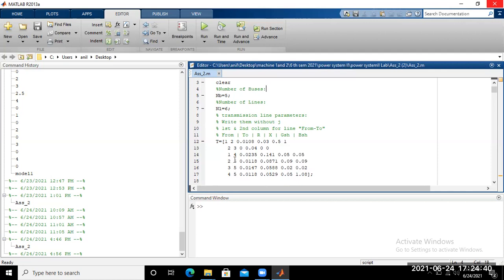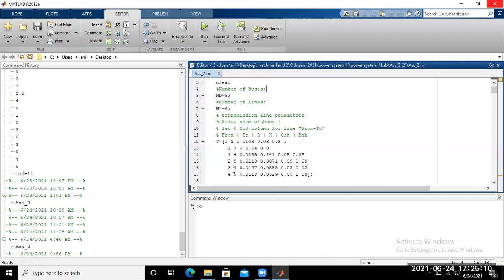Similarly, we can say that bus number 4 is only connected to bus number 1 and bus number 5, and bus number 4 is not connected with bus number 3. So we can observe from this data, and this data is already provided in your numerical.